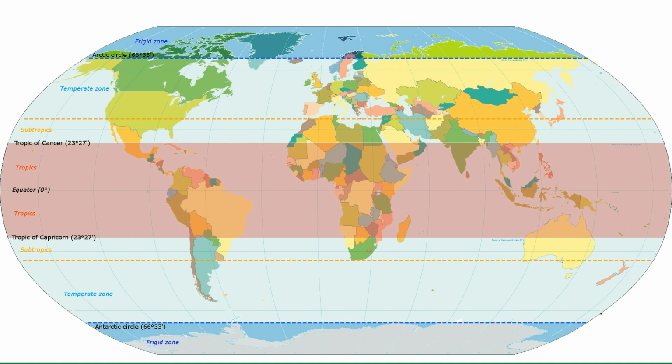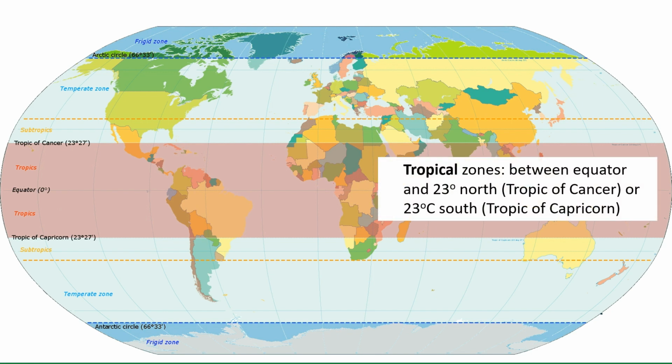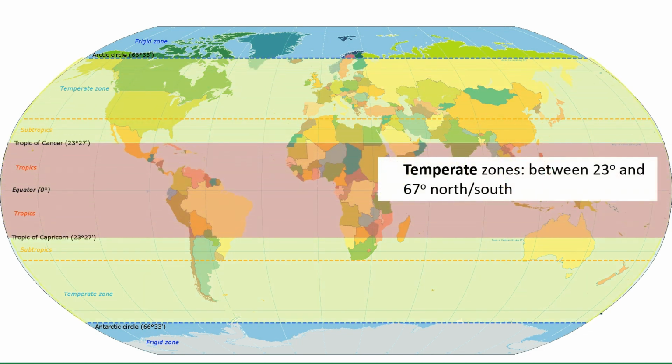Tropical zones are the most equatorial ones. They're located anywhere between the equator, which is defined as being 0 degrees latitude, up to 23 degrees north, which is a latitude line that we call the Tropic of Cancer, or 23 degrees south, which is called the Tropic of Capricorn. Above and below tropical zones, you'll find temperate zones. These are located between 23 degrees and 67 degrees north and south.